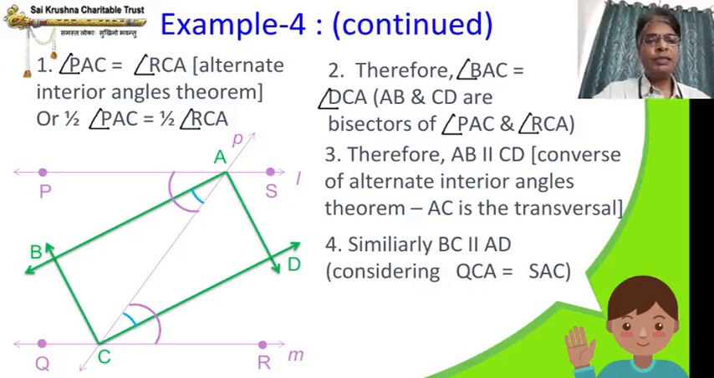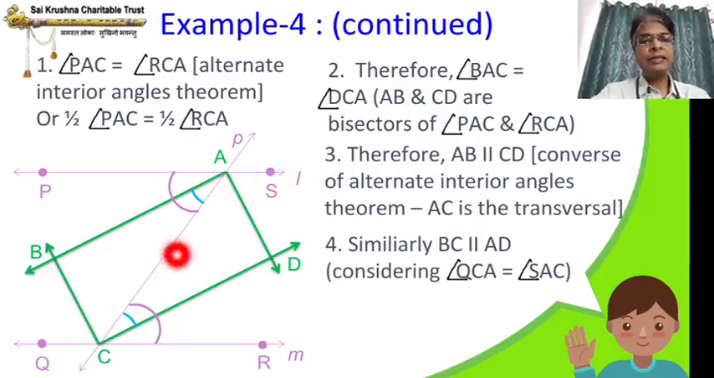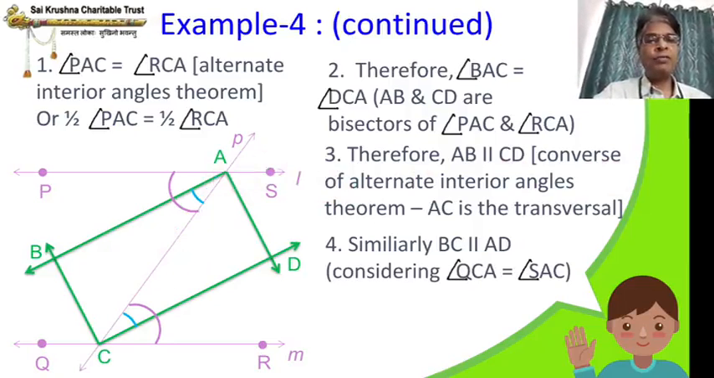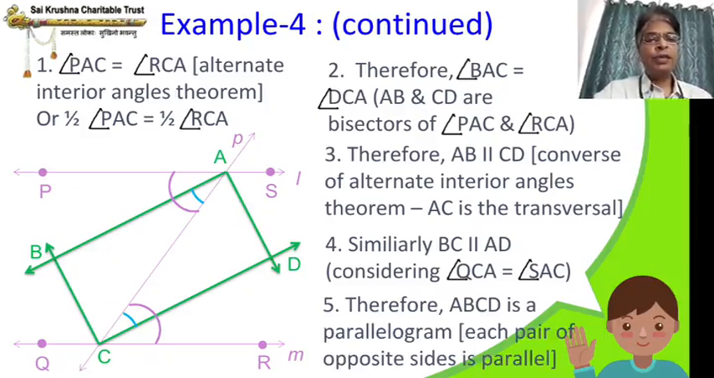Similarly, we can prove BC parallel to AD considering angle QCA and angle SAC. So I will just show SAC where it is. Similarly, at the bottom if you see QCA, these two form a pair of alternate interior angles. Both are equal. If you prove the theorem, if you do further steps based on that, you will know that BC is parallel to AD. Therefore, ABCD is a parallelogram. Each pair of opposite sides is parallel. So that is the basic definition of a parallelogram.